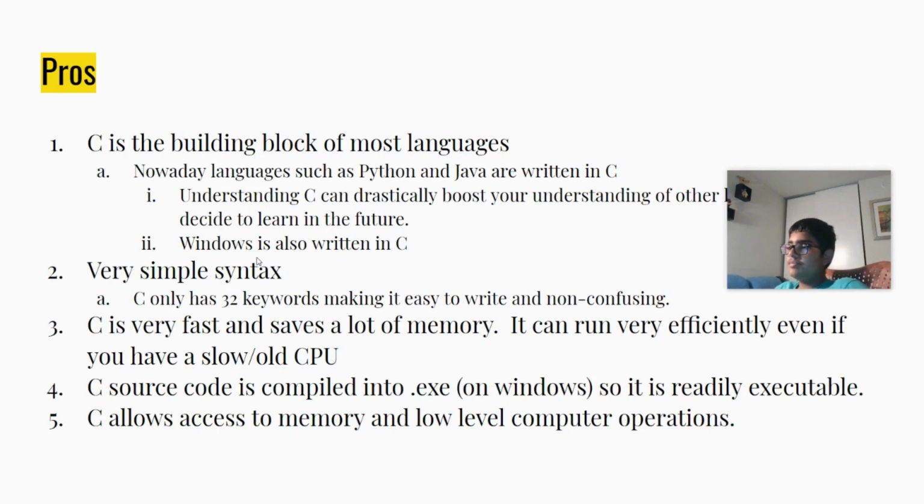One reason for this is that if running on Windows, the computer builds the code into a .exe, which makes it easily machine readable. You do not have to convert it and manually change it or use a special IDE just to run the code. This also allows C to access memory and low-level computer operations, which makes it very powerful compared to other languages.